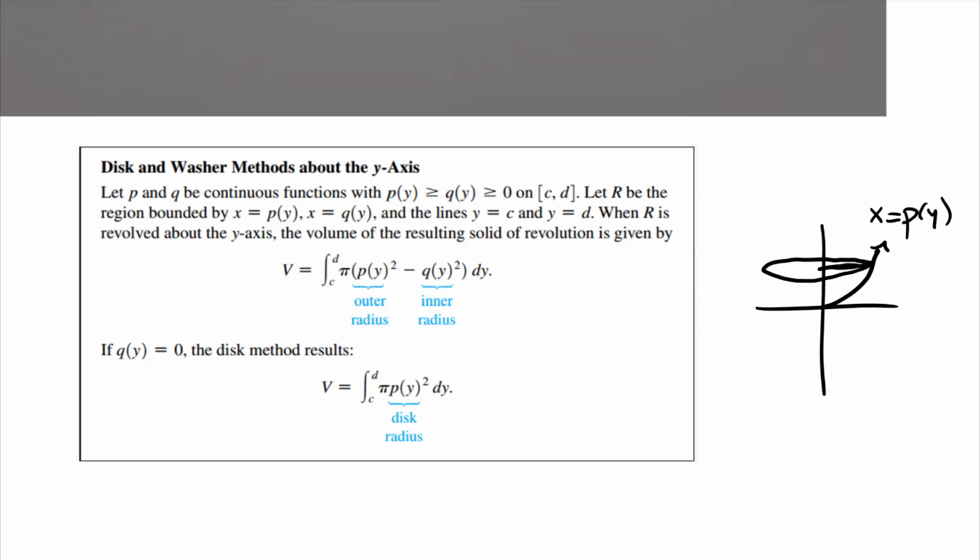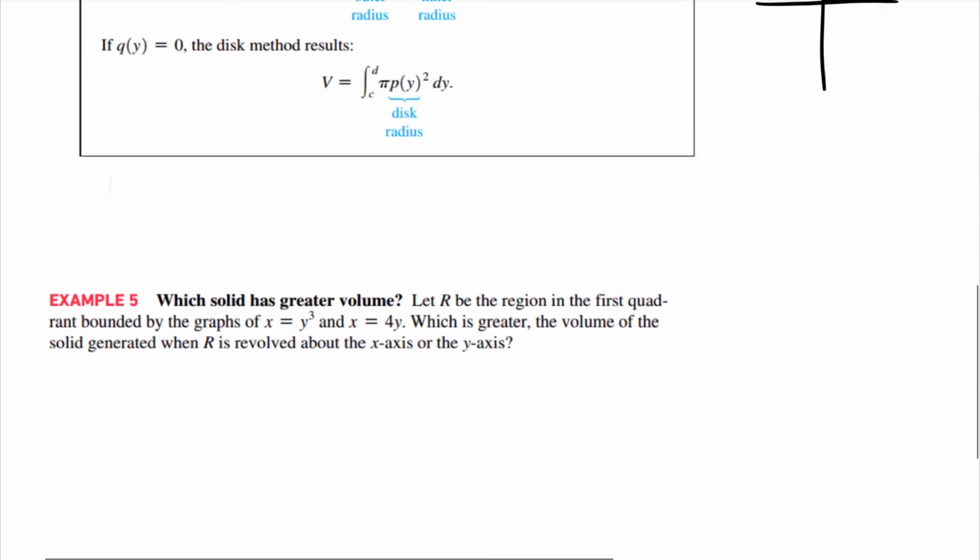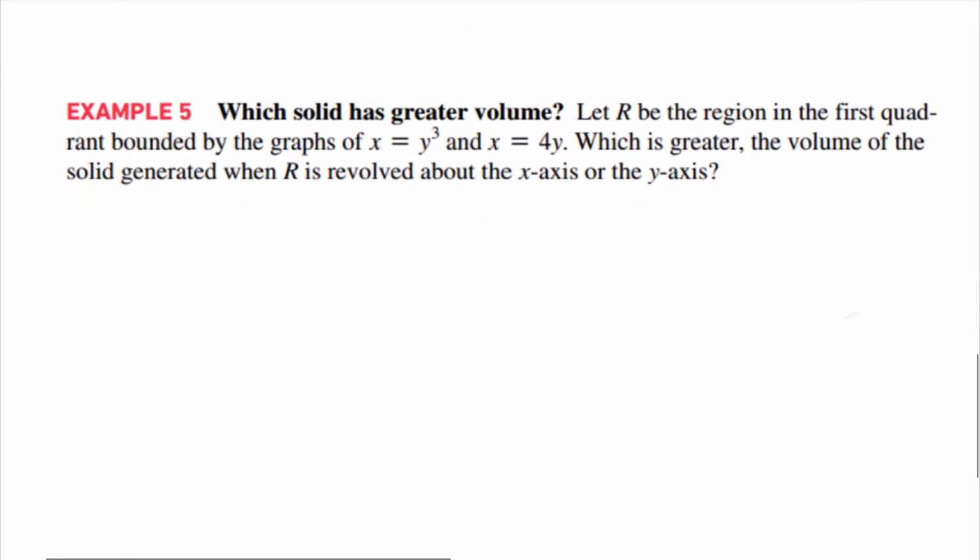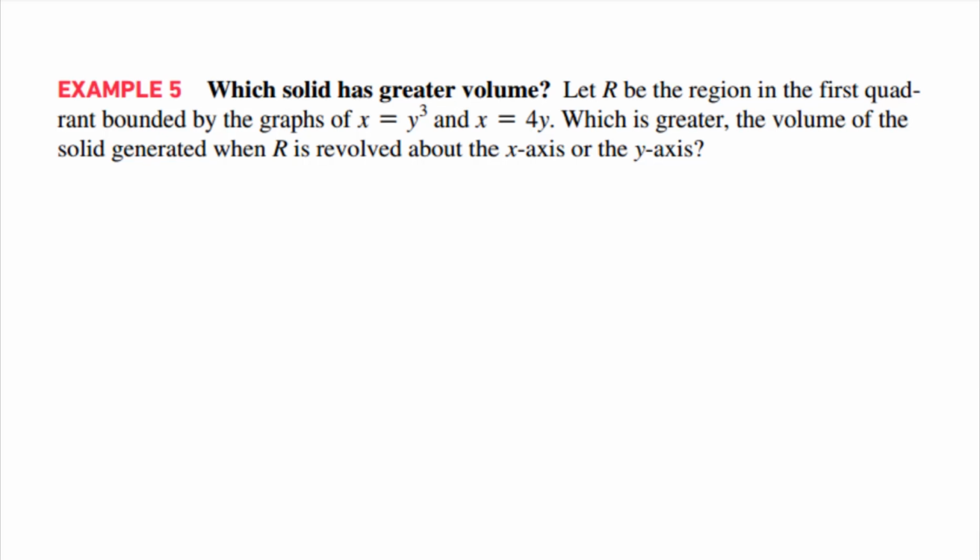Which means it all needs to be in terms of y. So if you're going about the y-axis, everything needs to be in terms of y. If you're going about the x-axis, everything needs to be in terms of x. It's the same game. Outer radius squared minus inner radius squared, multiply that by pi. Let's just get into a problem. I like this one because we're going to see an example of both of them.